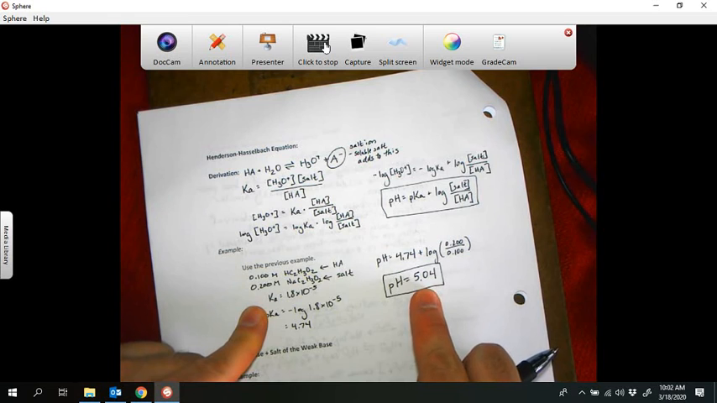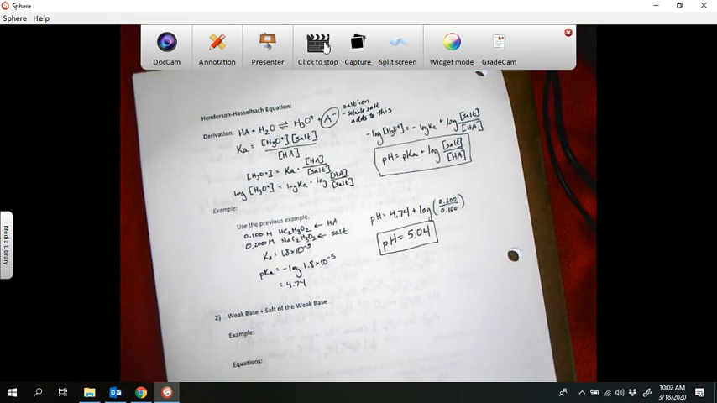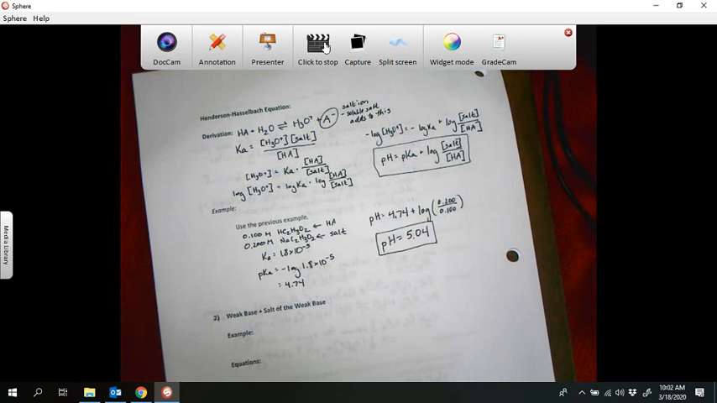So go ahead and try our next example. Well, the next example will be in the next video. That's for weak bases plus salts of the weak base.